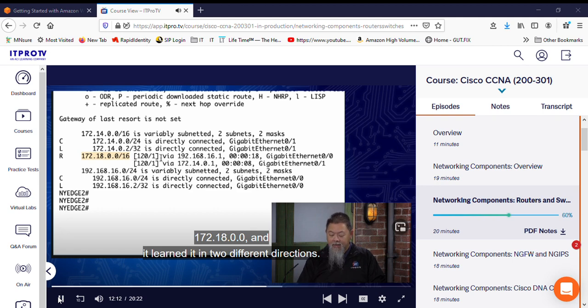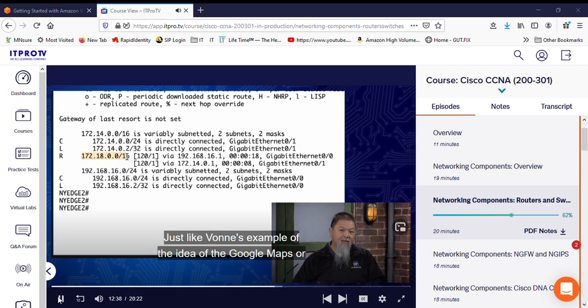So Vaughn, what it ended up finding out is that there's a route to 172.18.0.0, and it learned it in two different directions, going out of this interface as well as going out of this interface too. So it presented both of them, and when it took a look at this information right here, the information says it's equal distance to 172.18.0.0. And instead of getting rid of one, it says you can take either one and it will get you there.